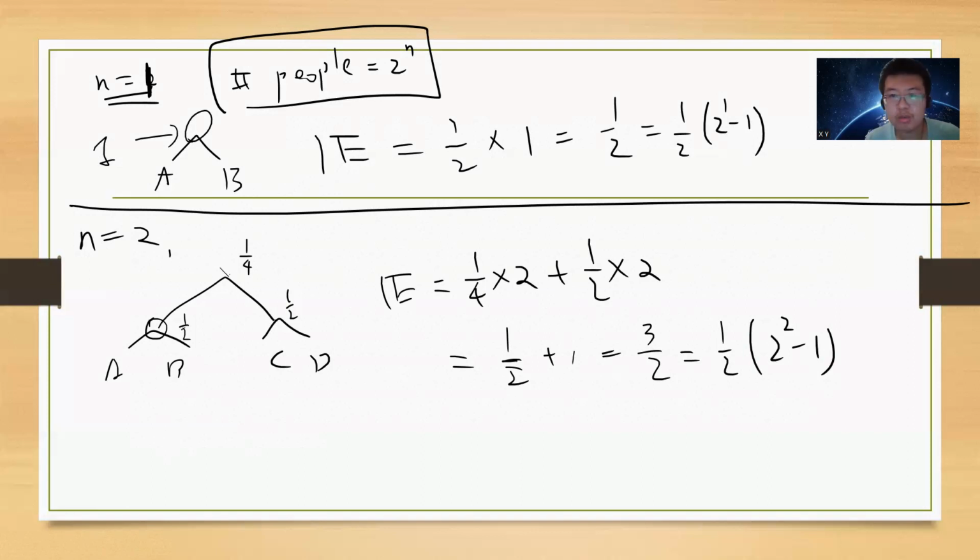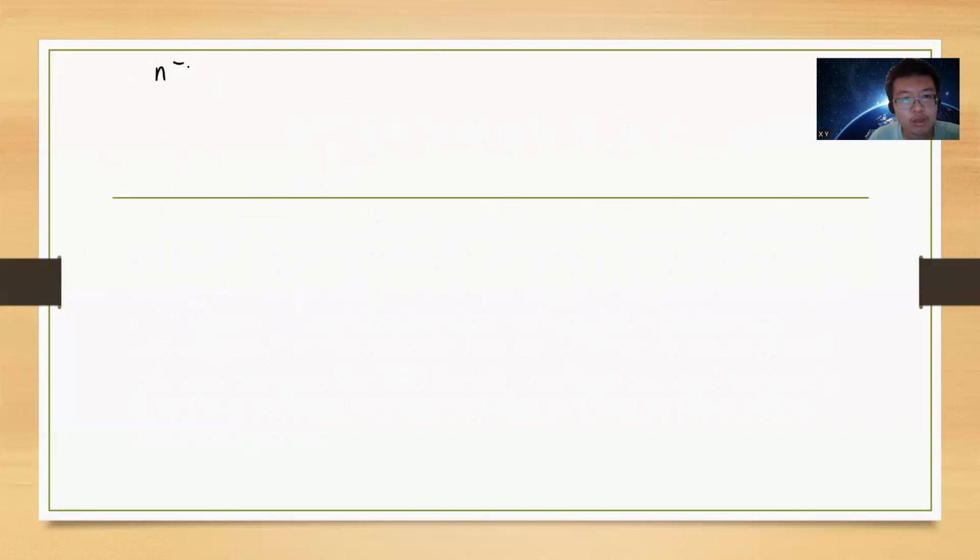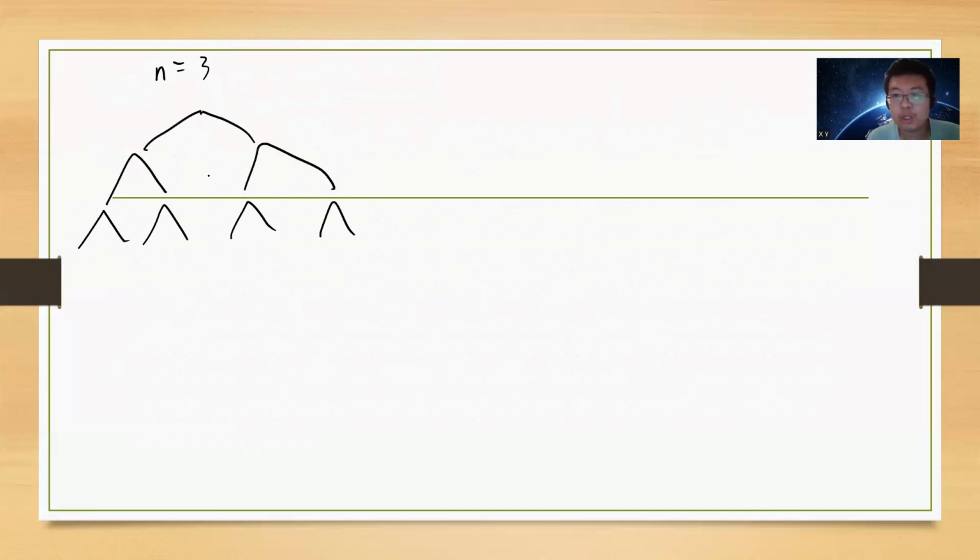But let's go to the next one. Let's go to n equals 3, and then we can guess the answer. For n equals 3, you get this, and this. Now I can use recursion, right?